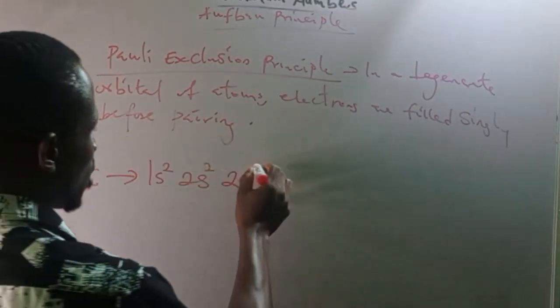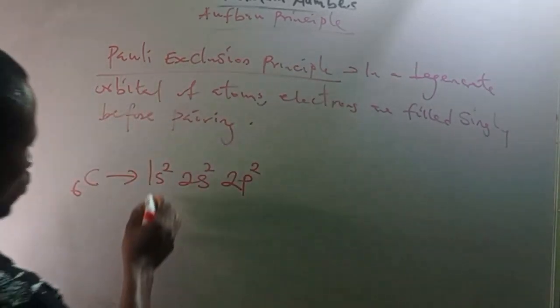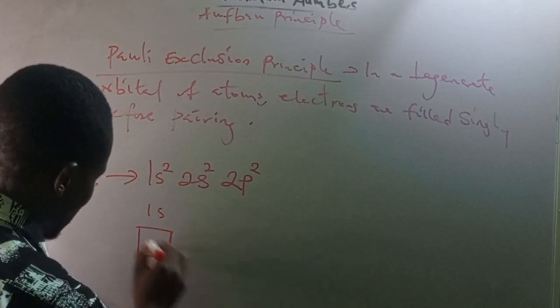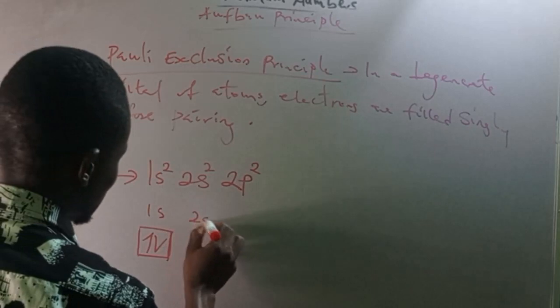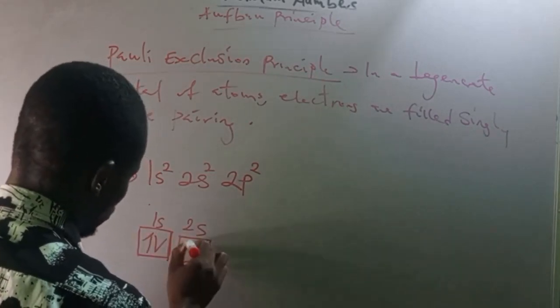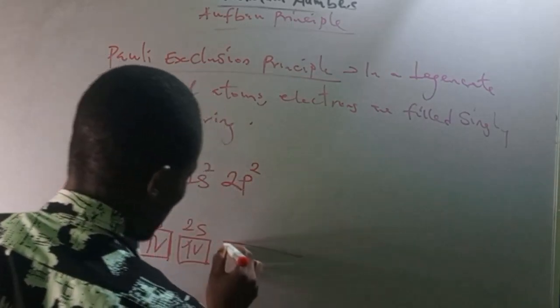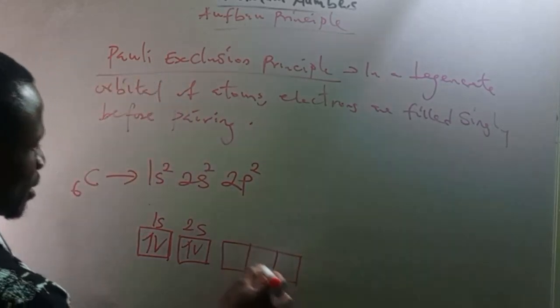Remain only 2. I'll put the 2 here. To elaborate this more, 1s means it has one suborbital, and this 2s is going to fill up. 2s means it has only one suborbital and 2 is going to fill up. When you come to 2p, it does not have only one suborbital, it has degenerate orbitals, or suborbitals, of 3.